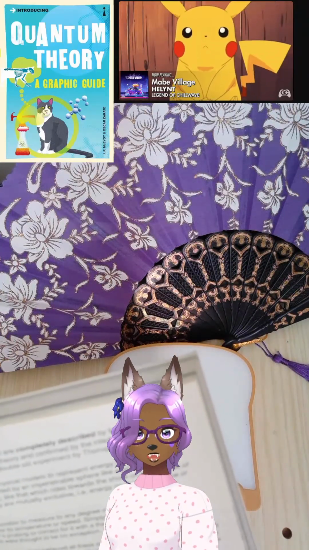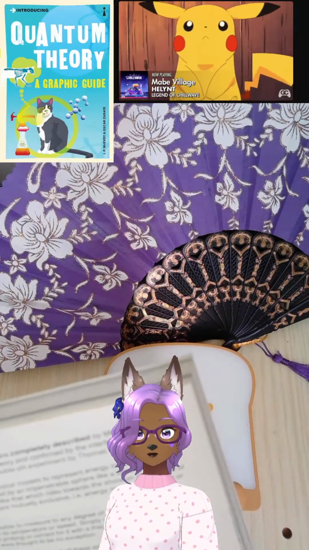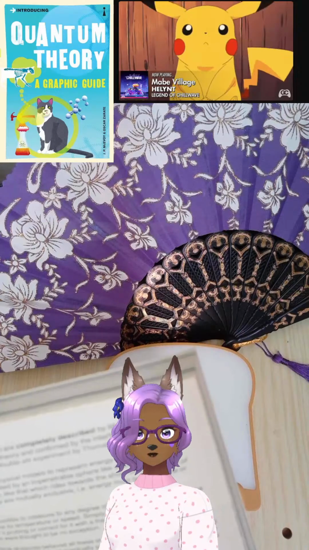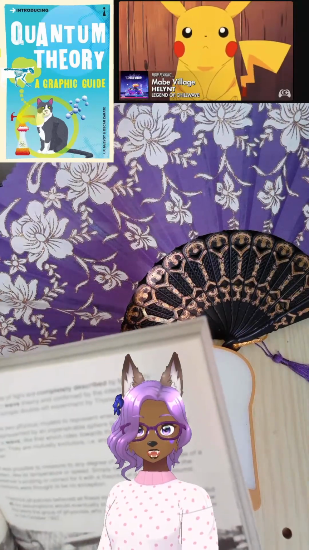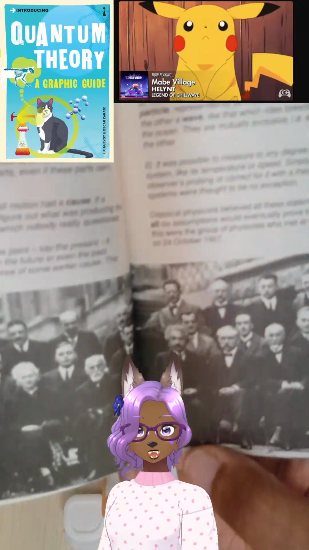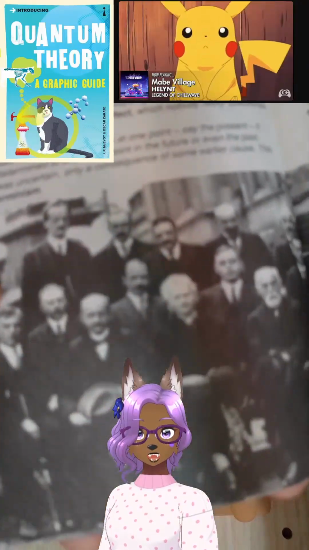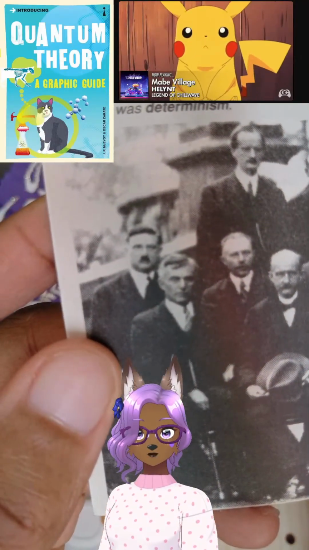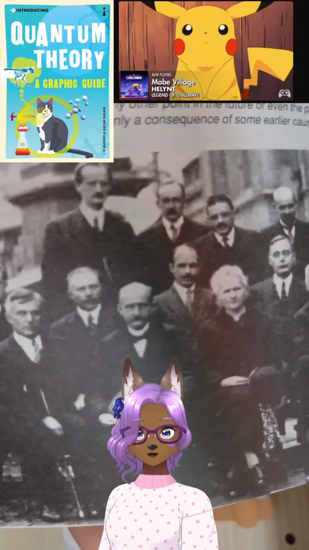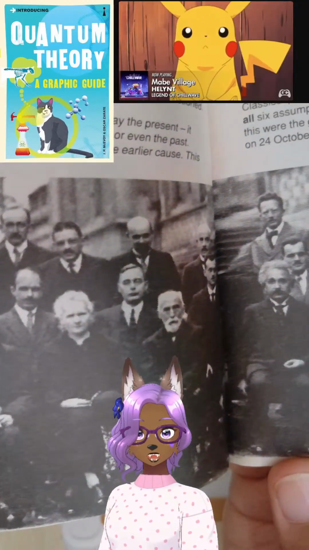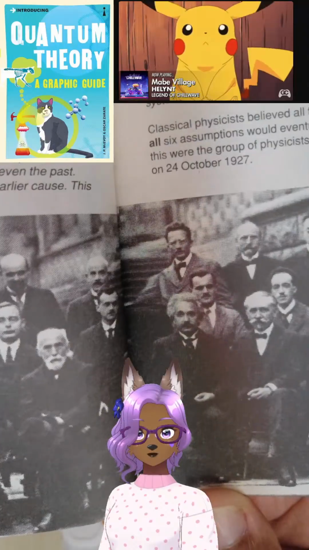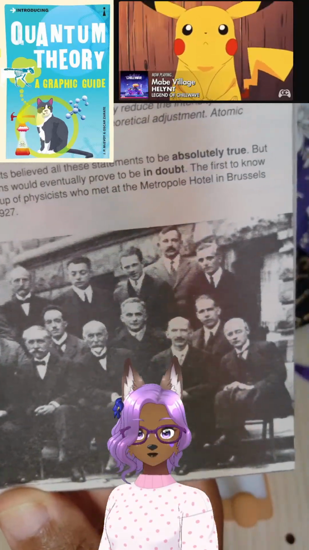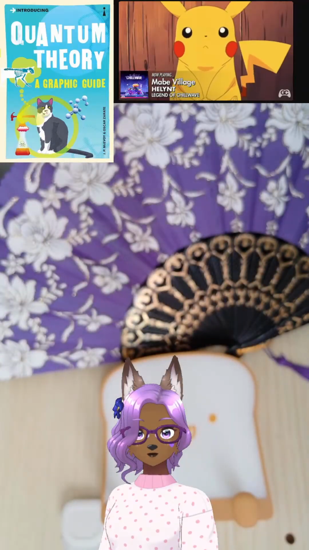The first to know this were the group of physicists who met at the Metropole Hotel in Brussels on 24th of October, 1927. And I guess that's all these guys down here. Maybe you recognize some of them. You got Einstein there. It's the only one I recognize.